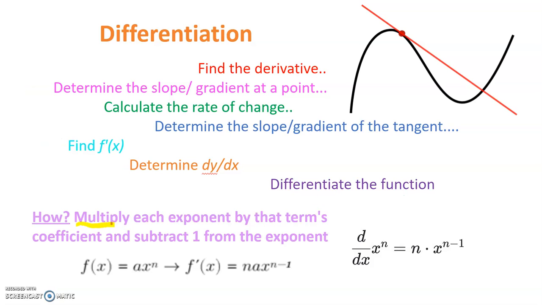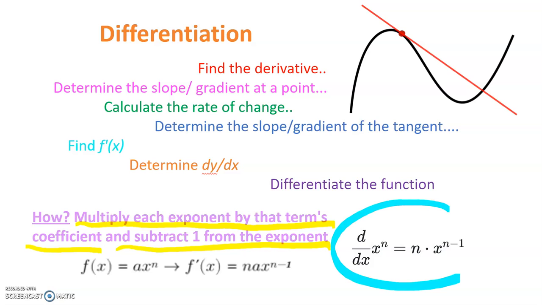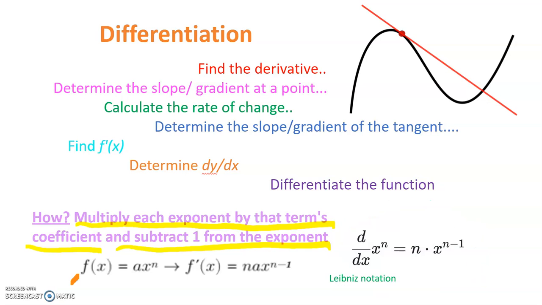Well, you simply multiply each exponent by that term's coefficient, and then you subtract 1 from the exponent, which is shown here as Leibniz notation. So that's the dy dx notation, and your normal equation would have started with a y equals whatever your function is, as well as this notation here, which is Lagrange notation. They're both the same, they just look a little bit different, both done exactly the same way, so let's have a look at how that's done.